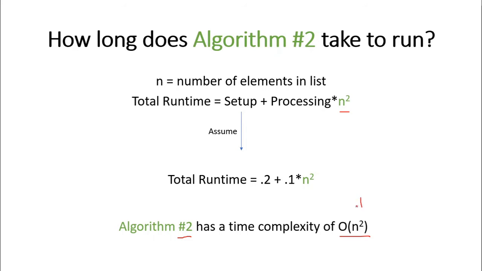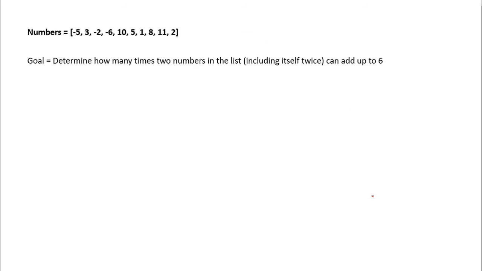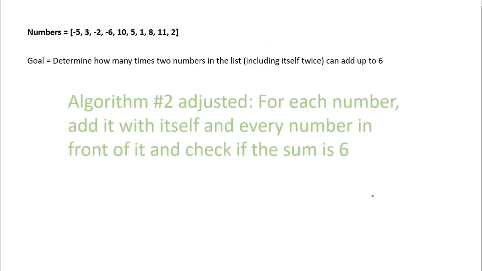So if algorithm 1 of the other problem had a worst case time complexity of n, we would call that a linear time complexity. We'd call this one quadratic. So let's look at one more thing here. Take the same problem. This is the same problem.